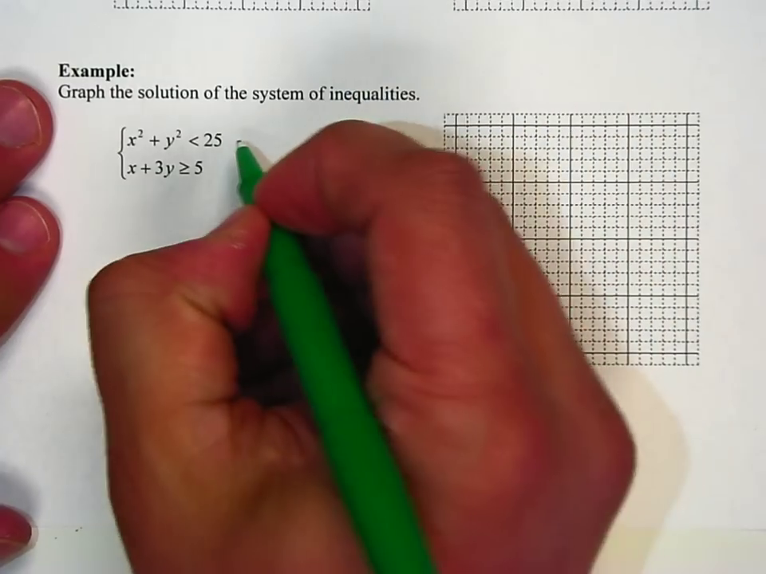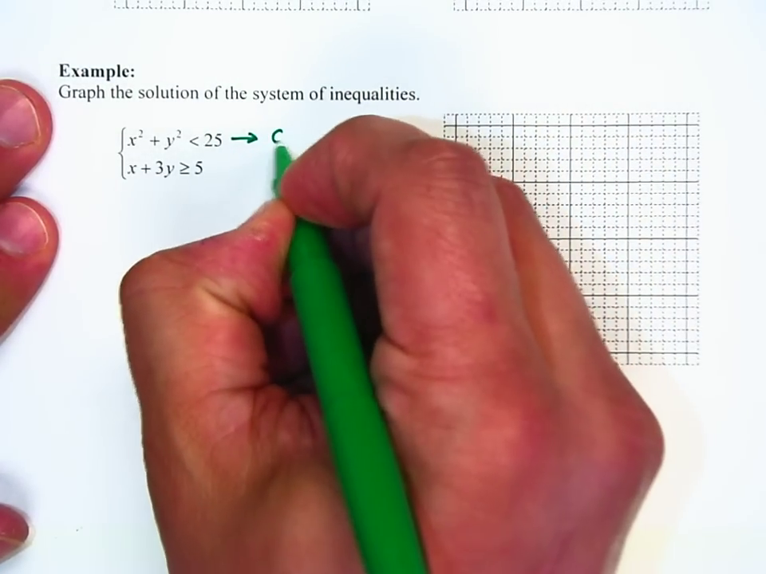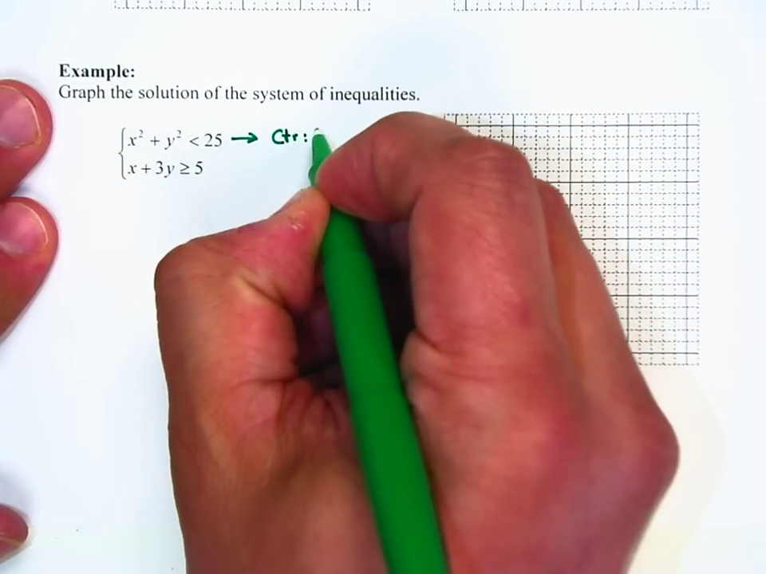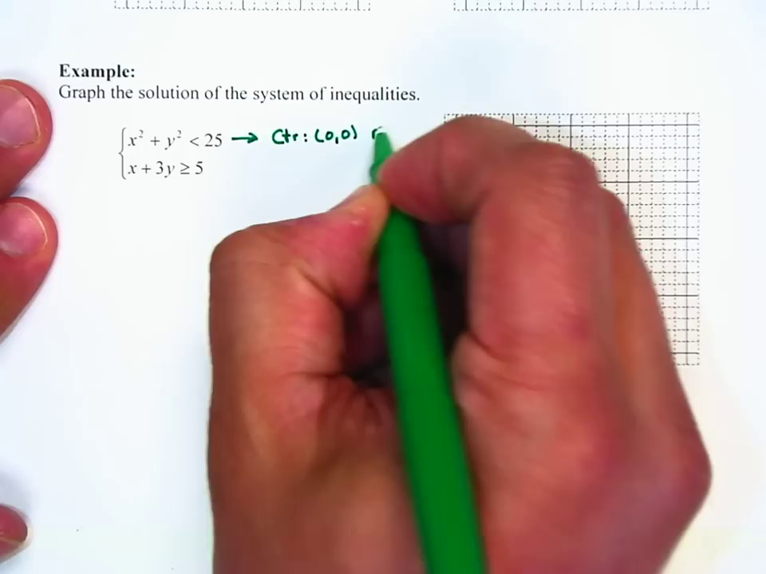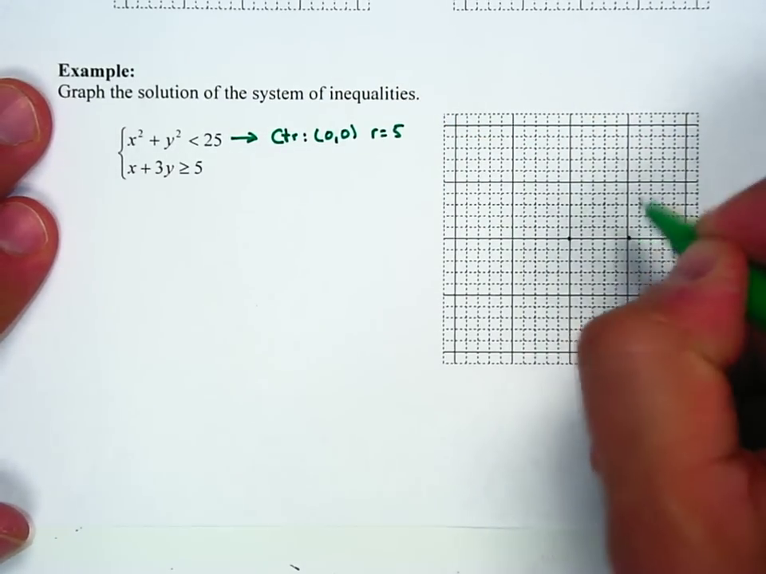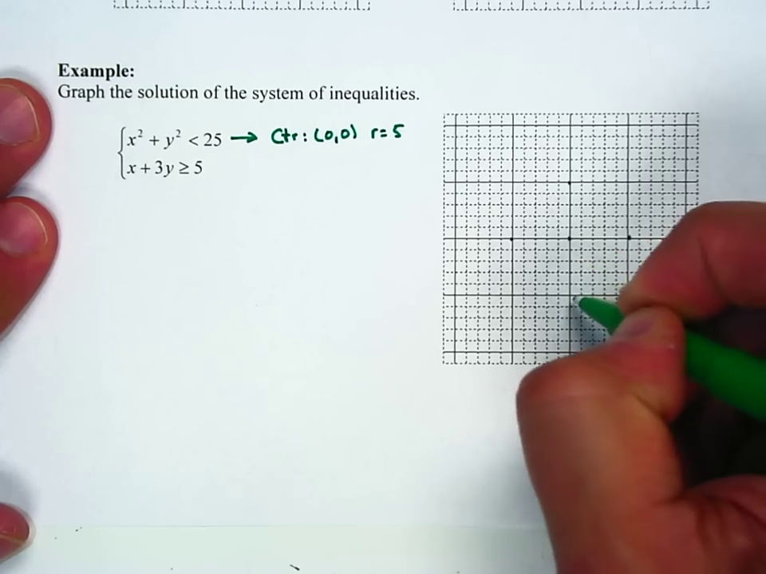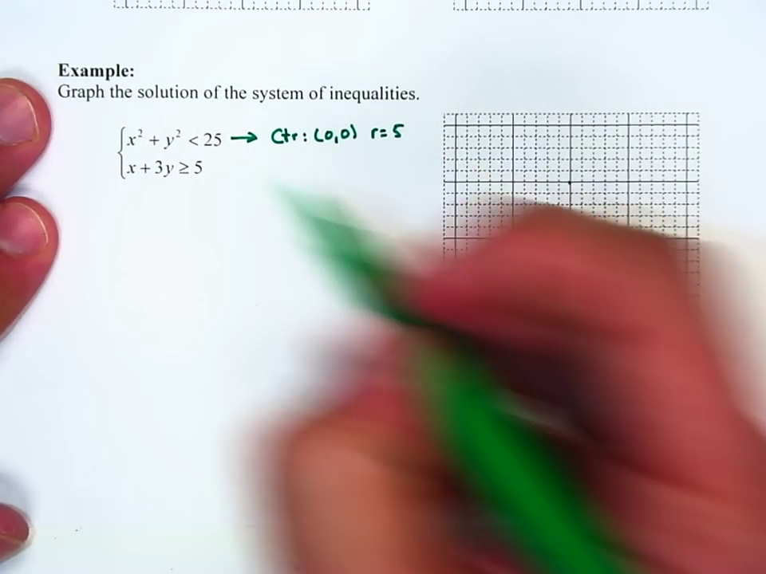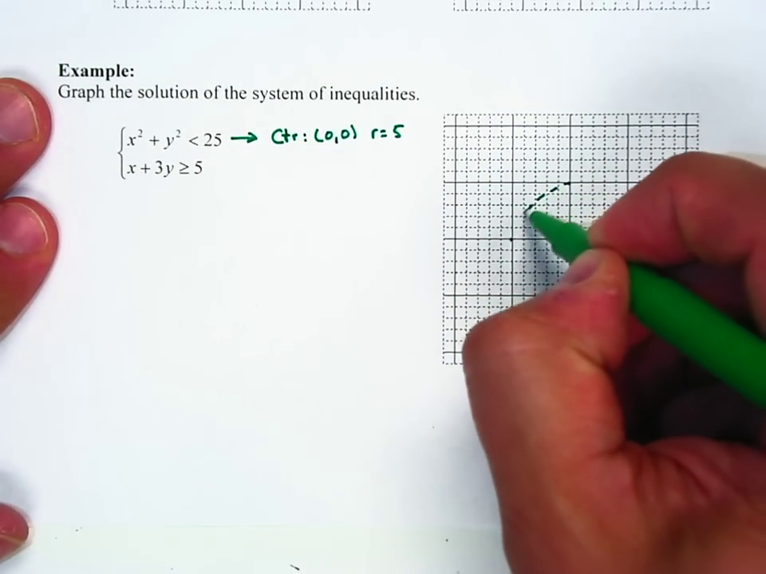The first equation we have is this right here. It's a circle. Center is 0, 0. Radius is 5. And so I'm going to put my center right there. I'm going to go up 5, to the right 5, to the left 5, and down 5. It's less than, so that means I need to use a dashed line.